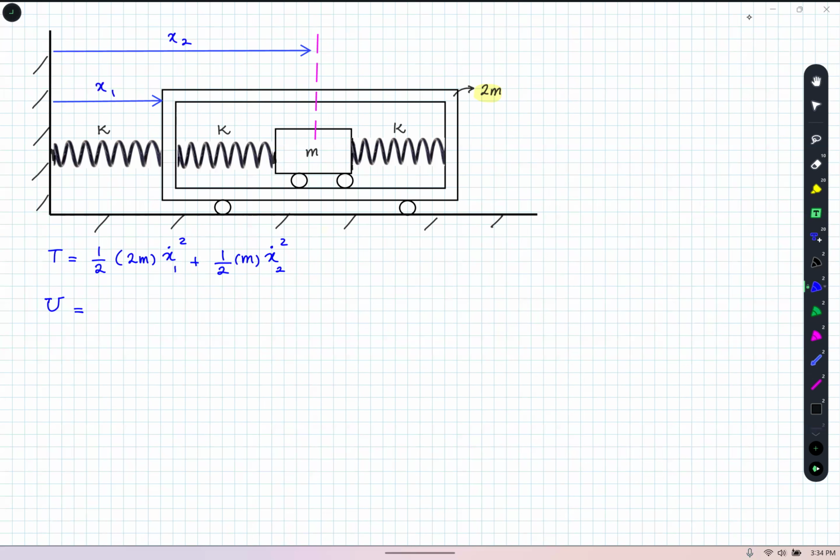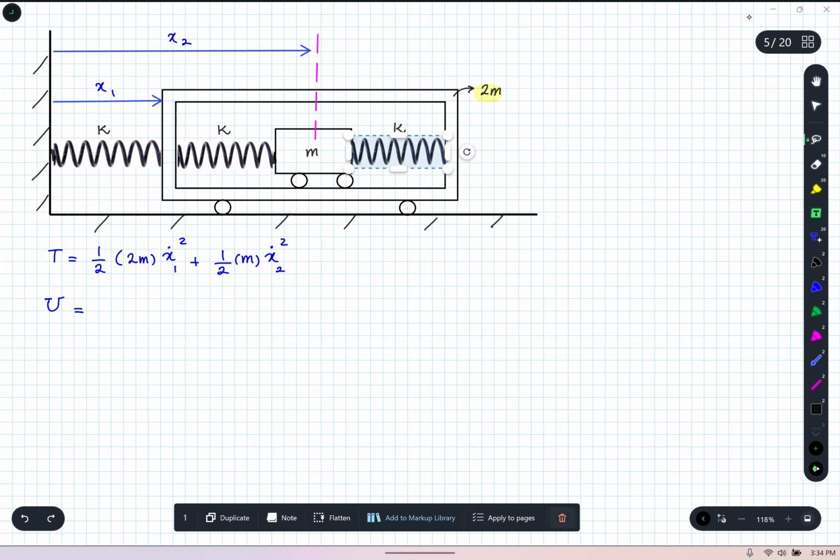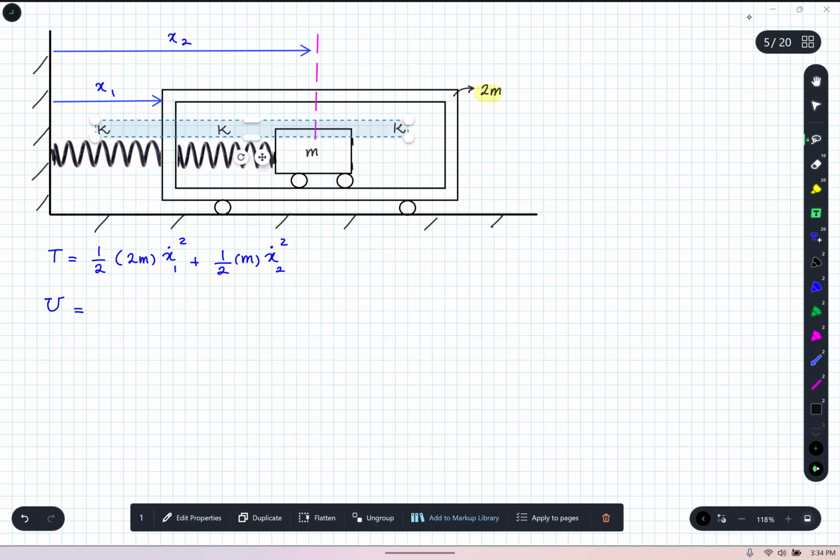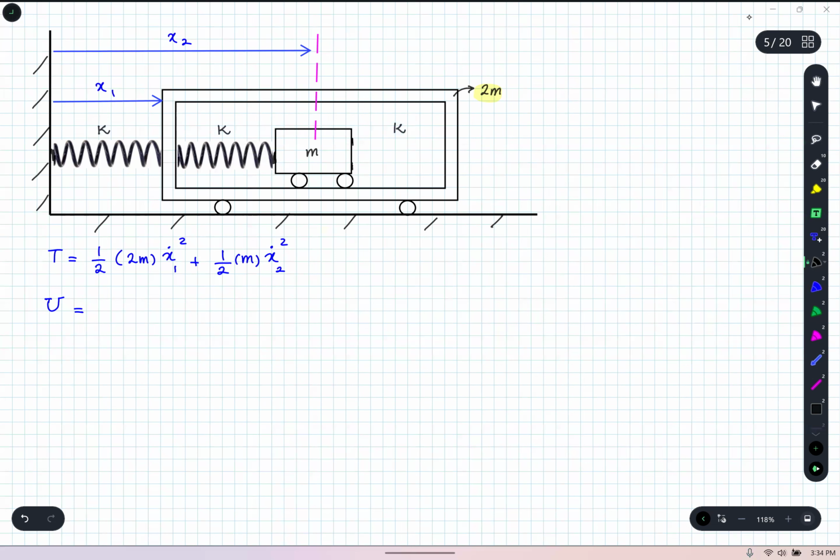So I have 3 springs. Since these 2 springs are actually parallel, to make my life easier, I'm going to pretend that the spring is not there, and instead I have the 2K there, because those 2 springs were parallel and I'm allowed to do that. It makes the writing a little bit easier.